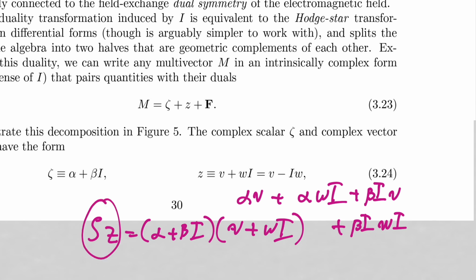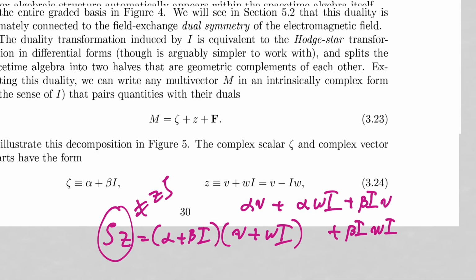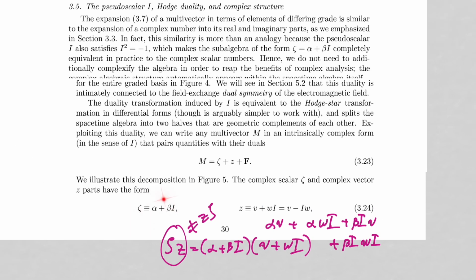But it's also true that this does not commute, right? This does not equal z psi. I think they actually talk about that in a moment. So using this duality, we can write every trivector as the dual of a vector, and then we can take the vector and dual trivectors, squeeze them together into a so-called complex vector, and likewise we can squeeze the scalar and pseudoscalars together and create a complex scalar.